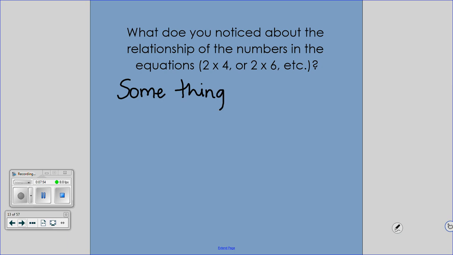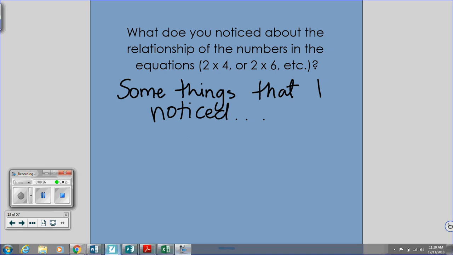Things I'm writing, you're writing, some things that I notice. I want you to write down at least one thing that you notice in the equations that we just did. I need you to look again because there is a very clear pattern that you can see. Talk to me. What's one thing that you noticed?